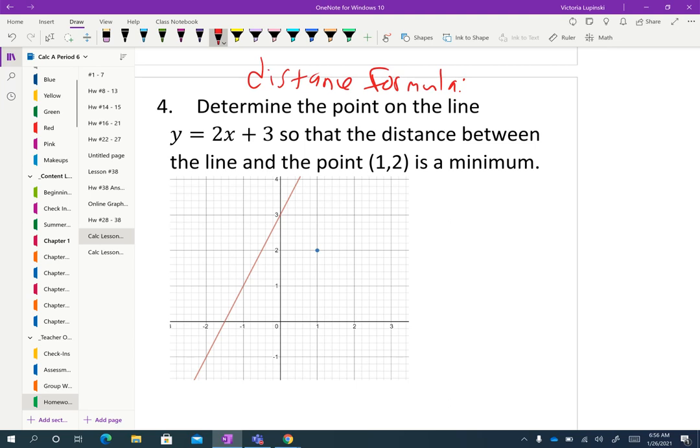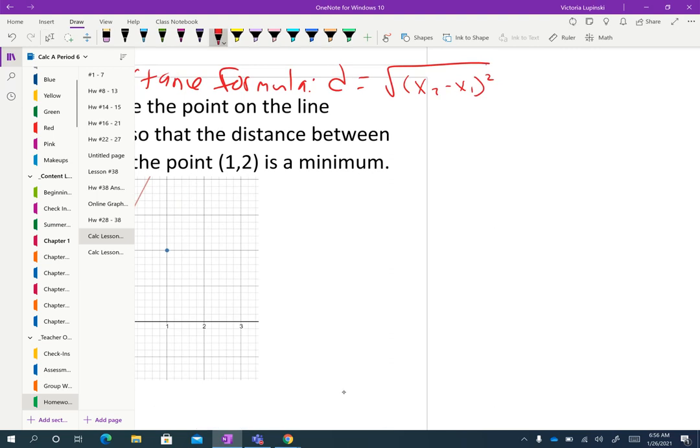So the distance formula, and we call that d, is equal to the square root of x2 minus x1 squared plus y2 minus y1 squared. And of course, everything should be under the radical. So again, you might just want to write that down so that you have it for easy reference.